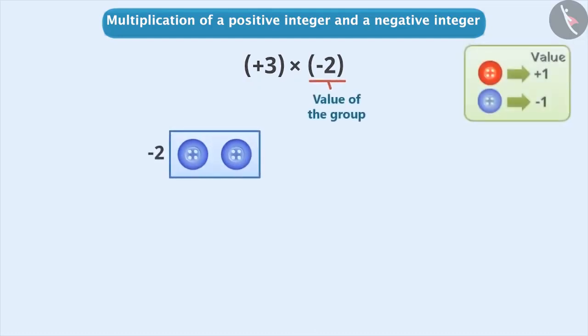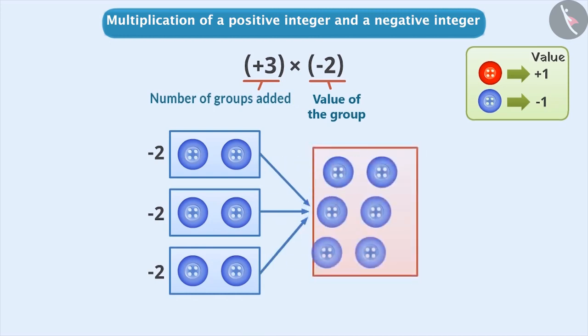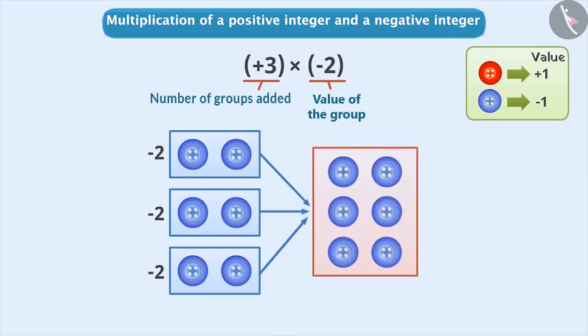Since the first number is plus 3, we need to add 3 such groups. By doing so, we will get 6 blue buttons whose value is minus 6. Thus, plus 3 into minus 2 is equal to minus 6.